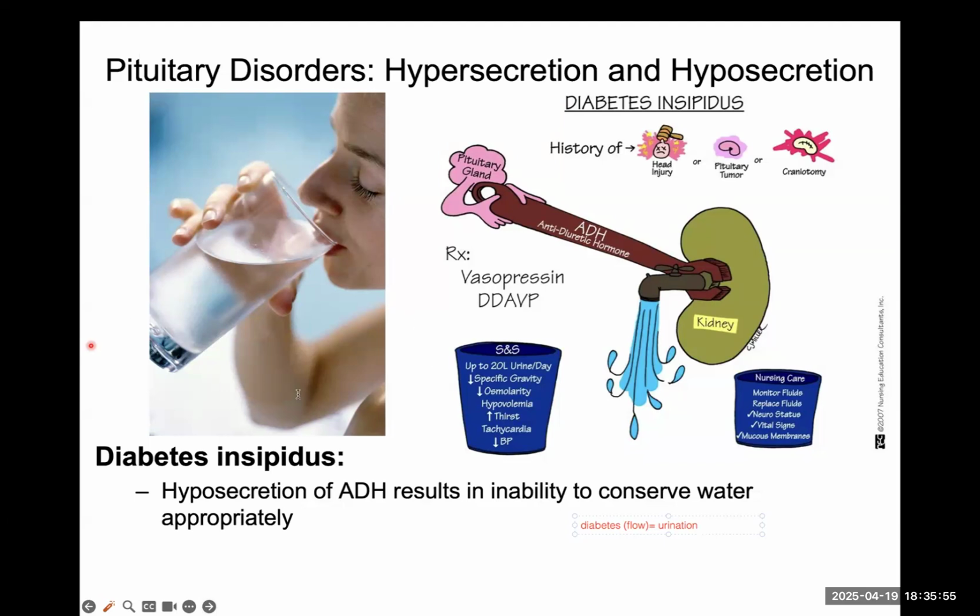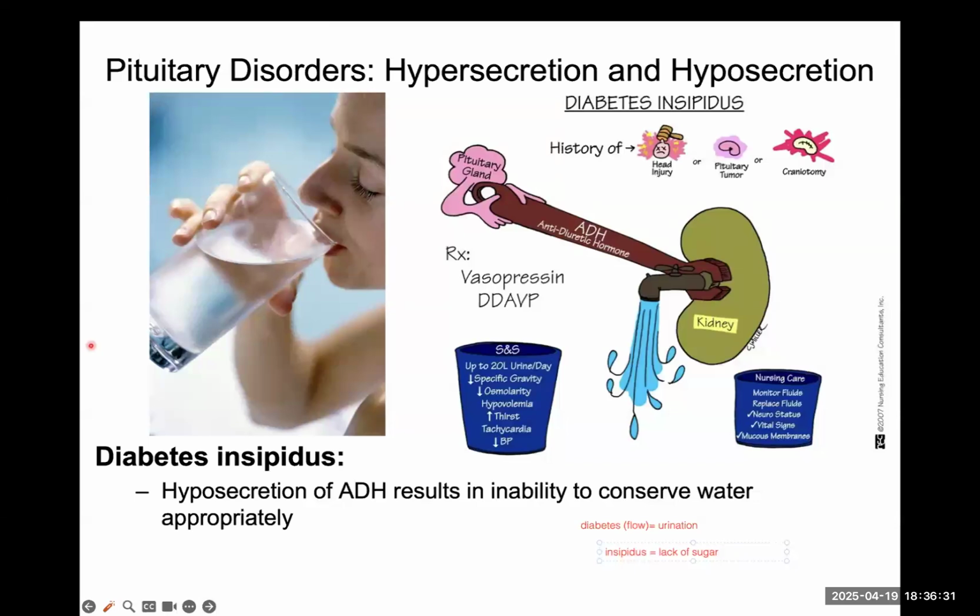So the word insipidus means lack of sugar. So we have 4 types of diabetes: type 1 and 2, where there is sugar in the urine, and this one, where there's no sugar. And then gestational diabetes, also with high sugar in the urine. In this case, you have no sugar in the urine, but you urinate, and that's due to the fact that you don't have enough ADH.